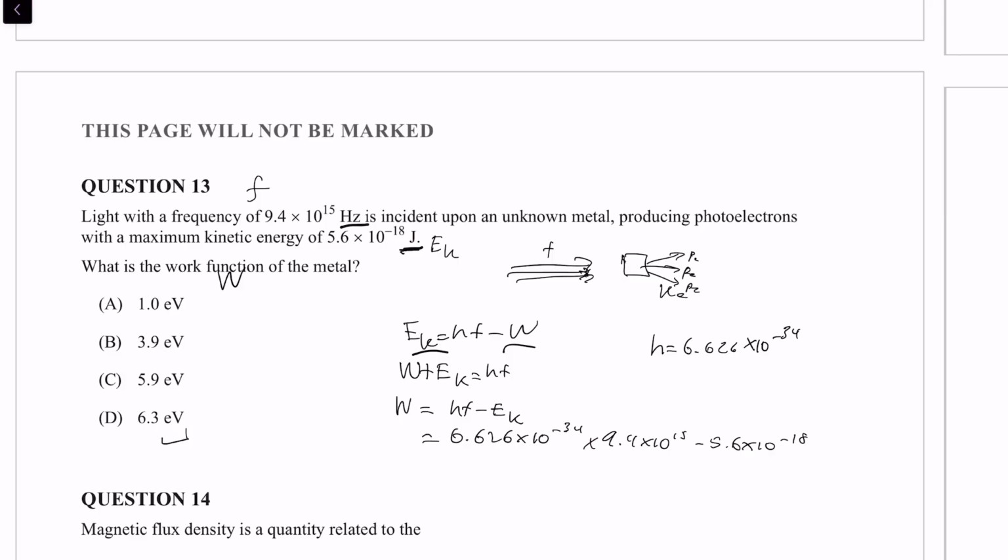Making sure I'm doing this all correctly. No errors. Okay, and I get 6.2844 times 10 to the negative 19. Now a lot of people go straight to, oh, that's D, because they think it's 6.3 when they round it to one decimal place. No, that's incorrect. Immediately, I don't think it's 6.3 because we're talking about eV, and this work function is in joules because we've been working with hertz and joules and stuff like that.